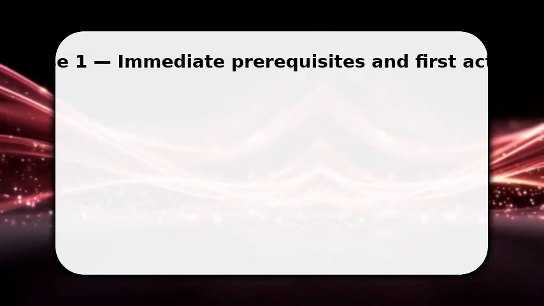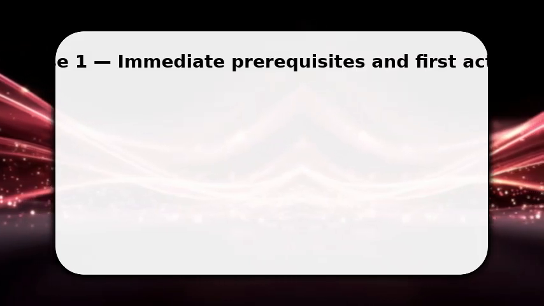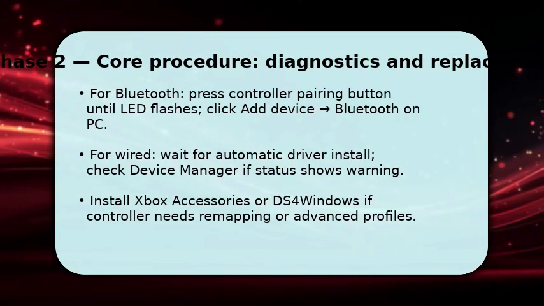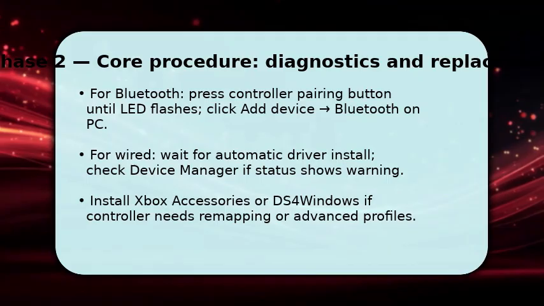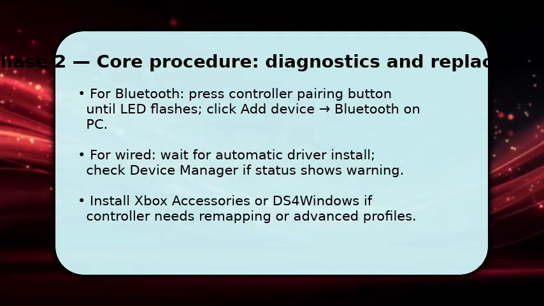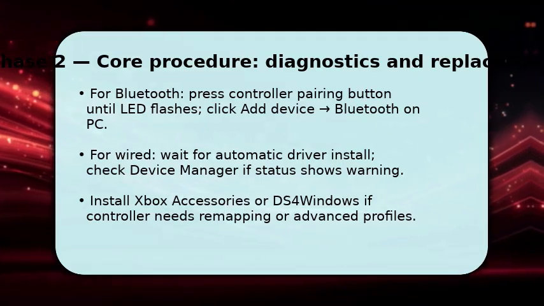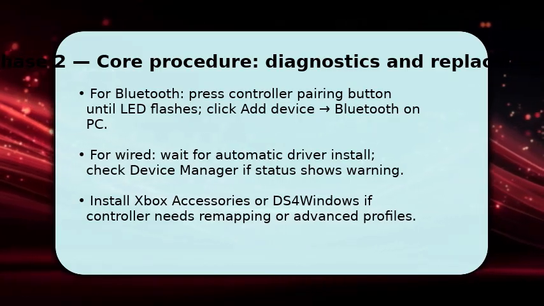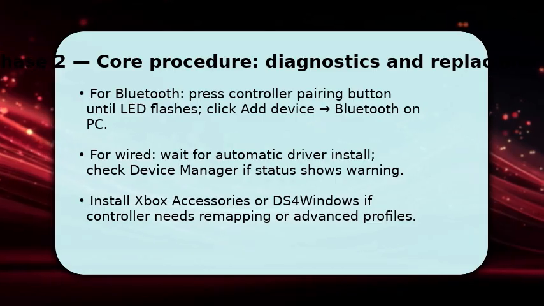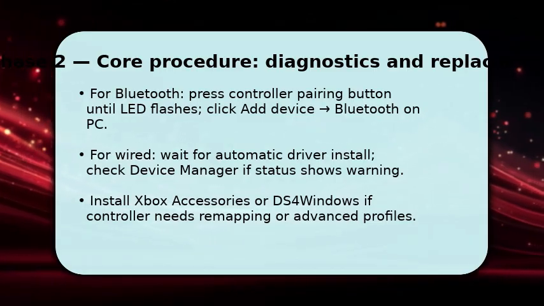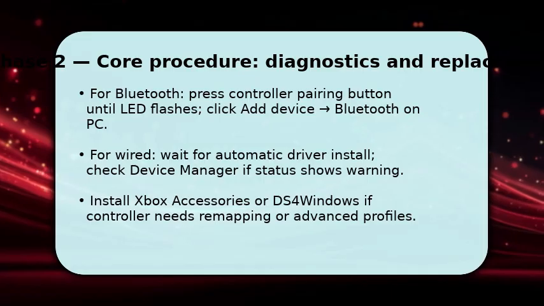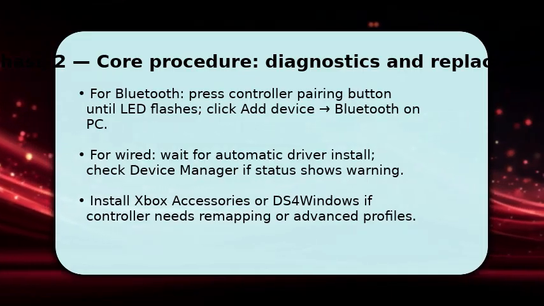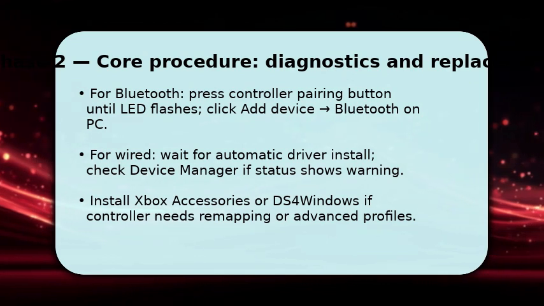You proceed by pairing and ensuring drivers install correctly because Minecraft reads controller input through Windows. For Bluetooth, hold the controller pairing button until the LED flashes, then choose Add Device > Bluetooth on your PC. Wait for confirmation. For wired connections, allow Windows to install drivers automatically and verify in Device Manager. If buttons map oddly, install a mapping utility like Xbox Accessories or DS4 Windows to fix layouts and create profiles.